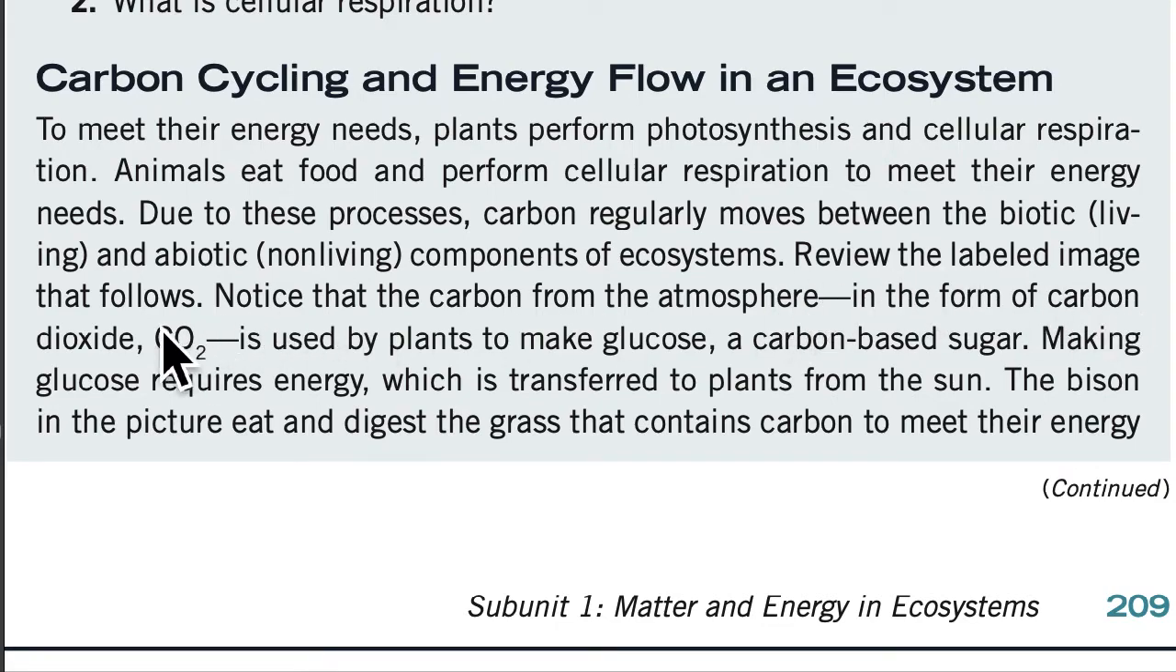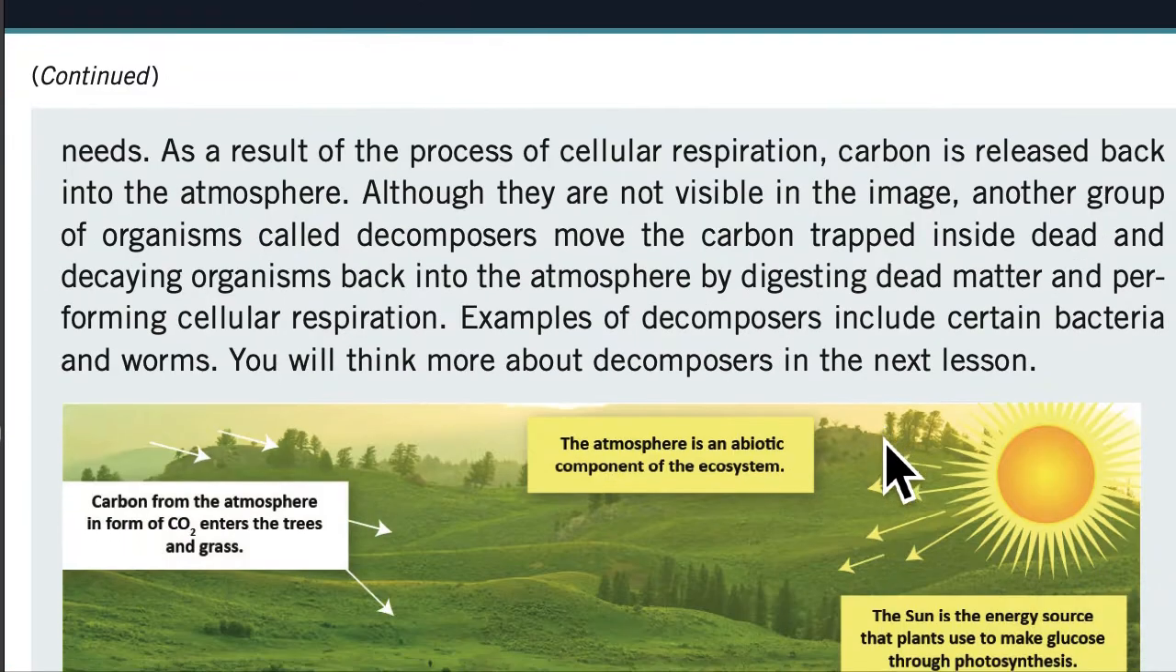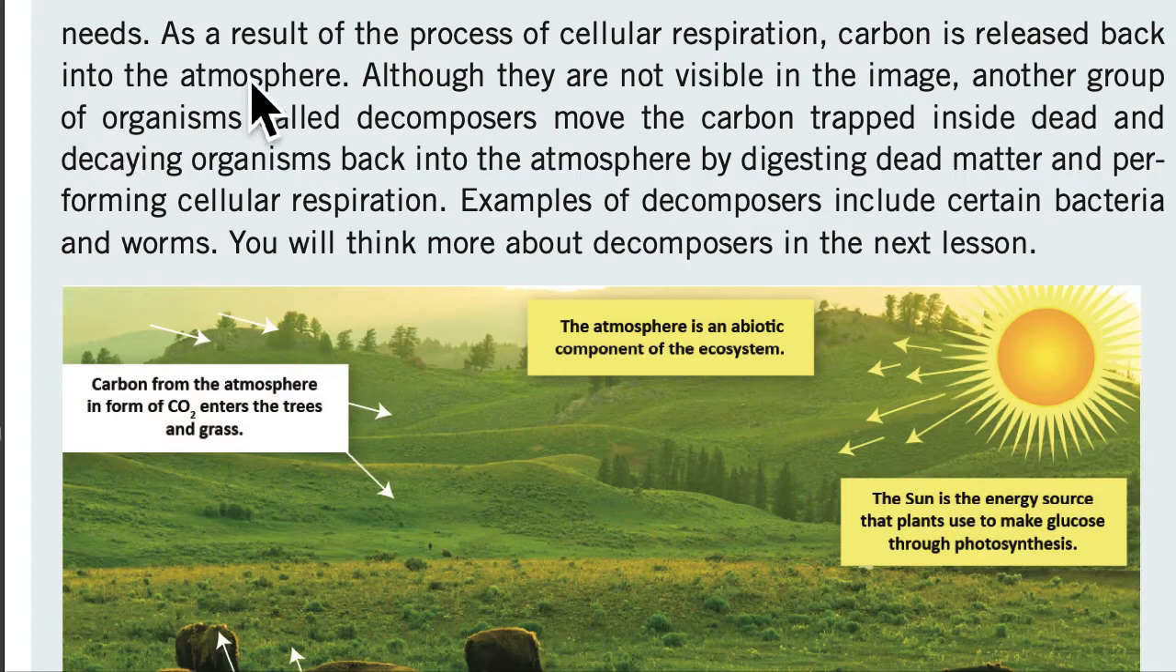Review the labeled image that follows. Notice that the carbon from the atmosphere in the form of carbon dioxide, CO2, is used by plants to make glucose, a carbon-based sugar. Making glucose requires energy, which is transferred to plants from the sun. The bison in the picture eat and digest the grass that contains carbon to meet their energy needs. As a result of the process of cellular respiration, carbon is released back into the atmosphere.